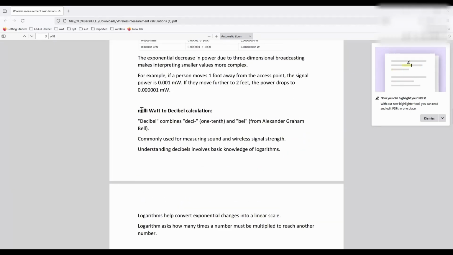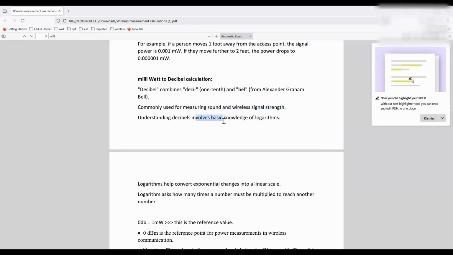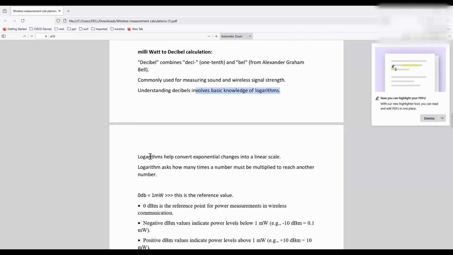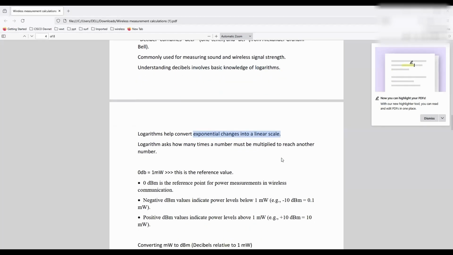So now, from milliwatt to decibel calculation. Decibel combines deci, meaning 1/10, and bell. It is named after Alexander Graham Bell, right? Commonly used for measuring sound and wireless signal. Understanding decibels involves basic knowledge of logarithms. What is the use of log? It helps convert exponential changes into a linear scale, which we have seen in the earlier sessions.